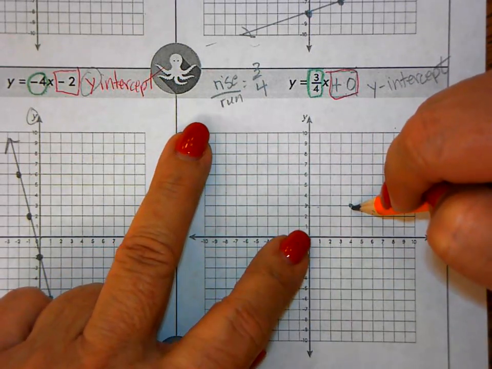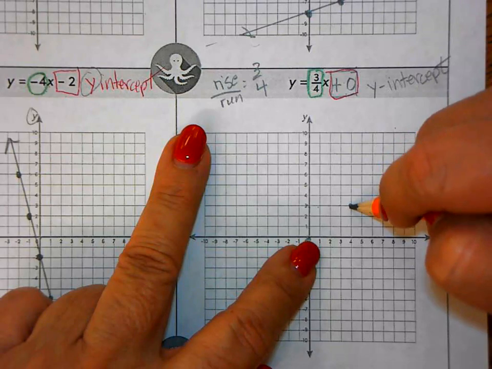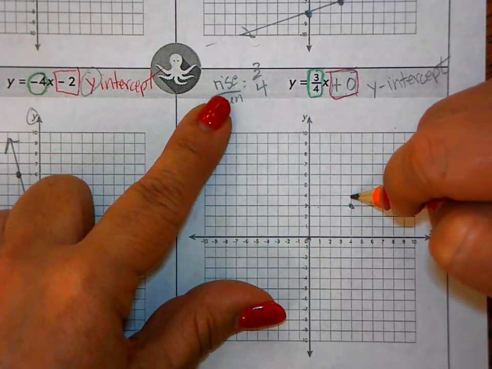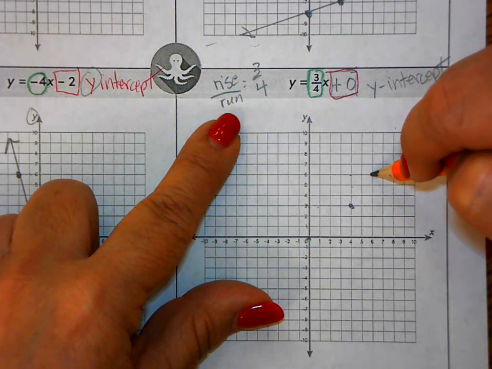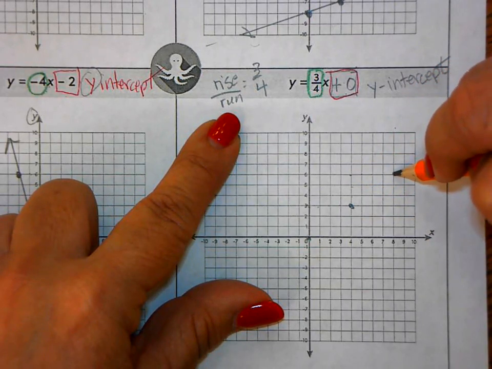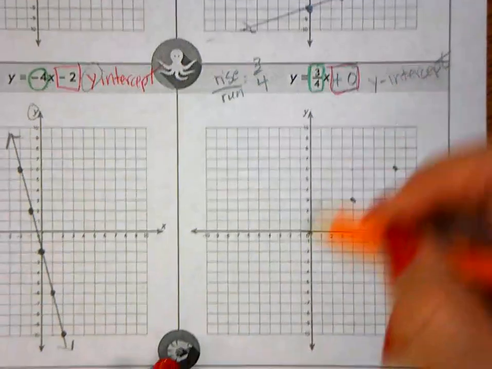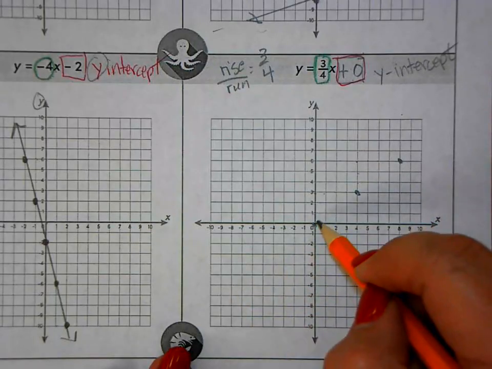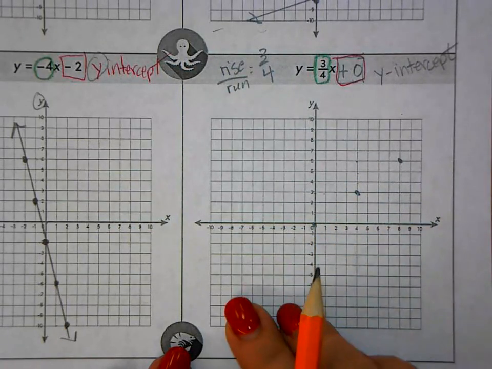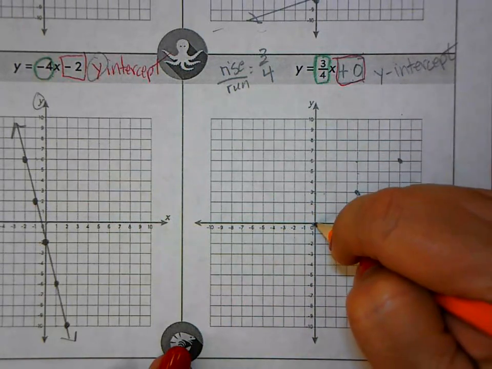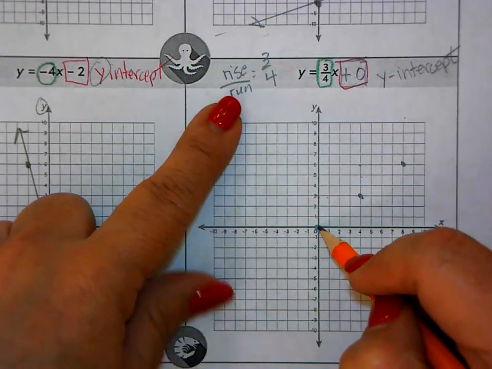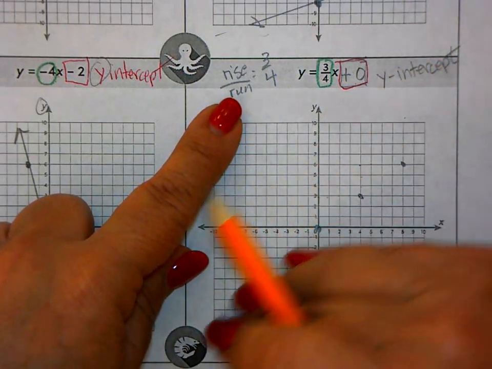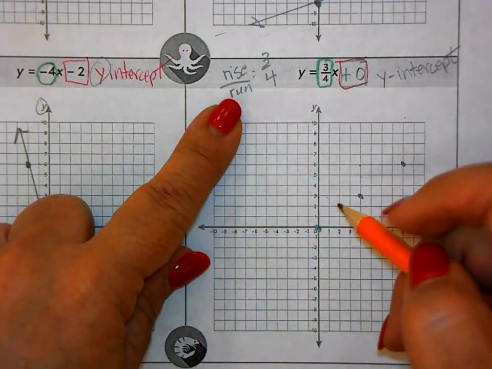Now I'm going to make another point, so I have a rise of 3, 1, 2, 3, and a run of 4, 1, 2, 3, 4. Adding more points on this side, I want to have just a couple more on this side.